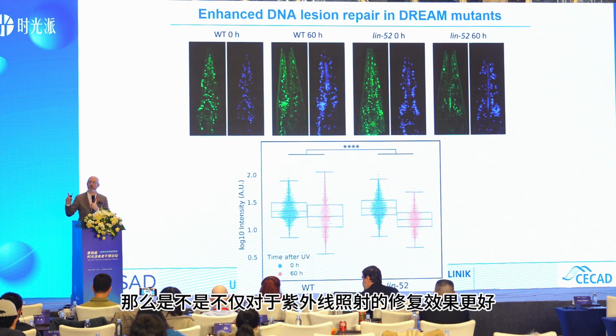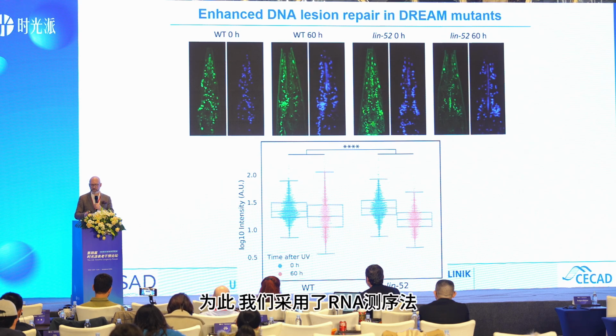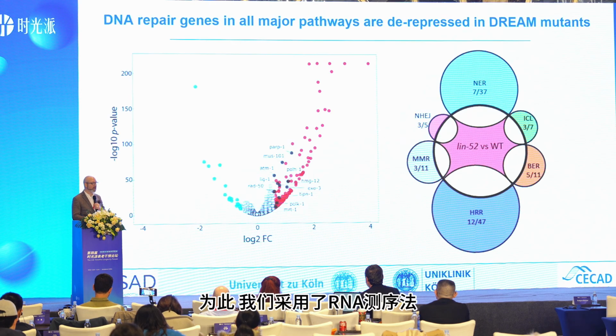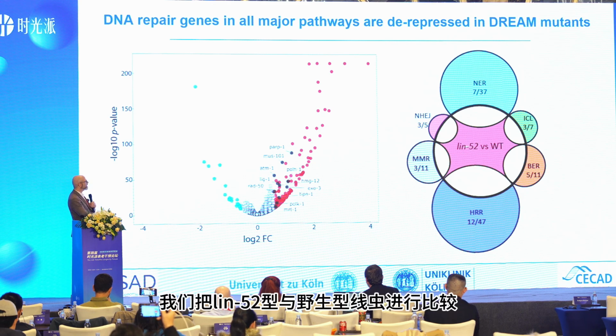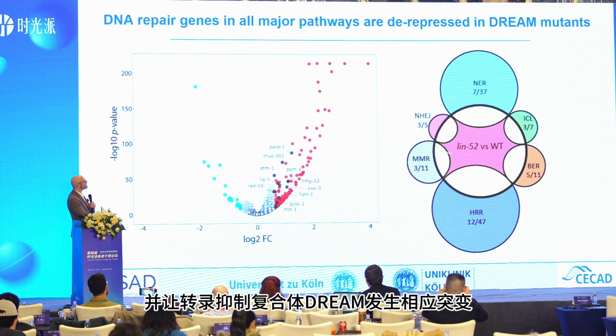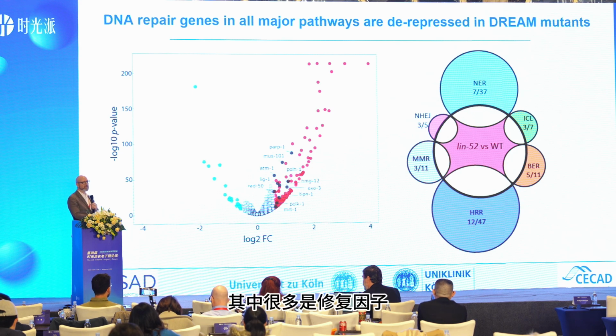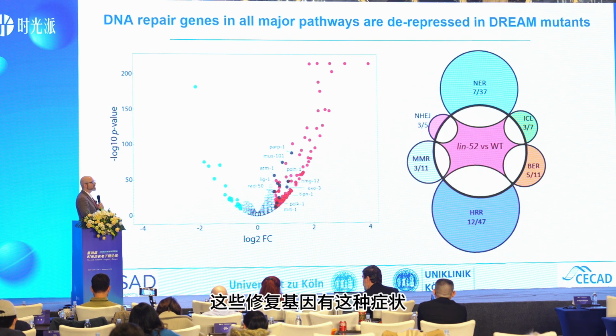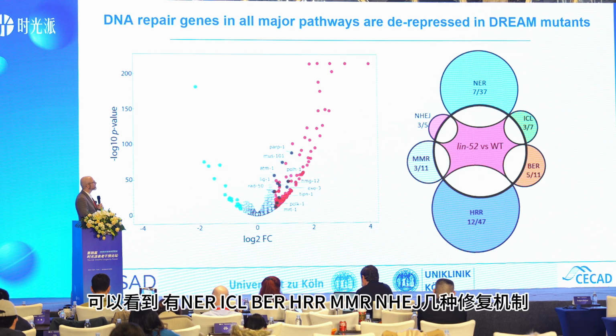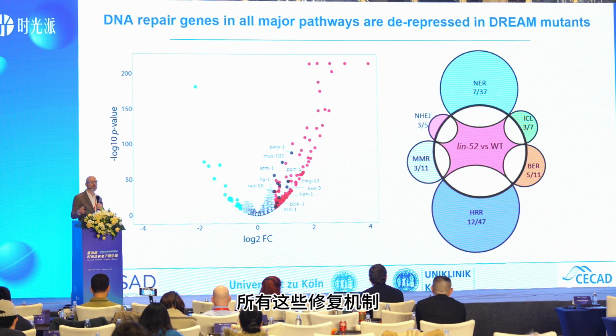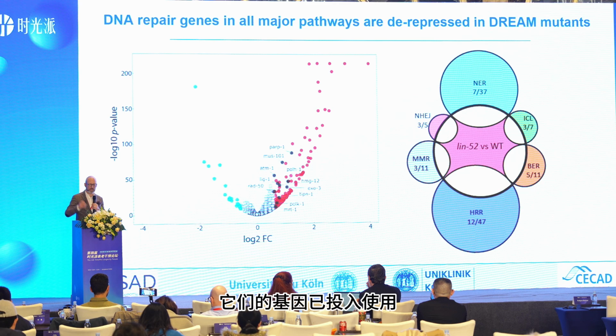So could it be that not only the UV repair is better, but others as well? For this, we took an RNA sequencing approach where we compared the lin-52 mutants with wild type, and consistent with the fact that we mutate a repressor, the DREAM complex, we see induction, de-repression of many genes, and many of these are repair factors. What really has been unprecedented is that these are repair genes acting in nucleotide excision repair, interstrand cross-link repair, base excision repair, homologous recombination repair, mismatch repair, non-homologous end joining, all the major repair mechanisms. Their genes are now in use.